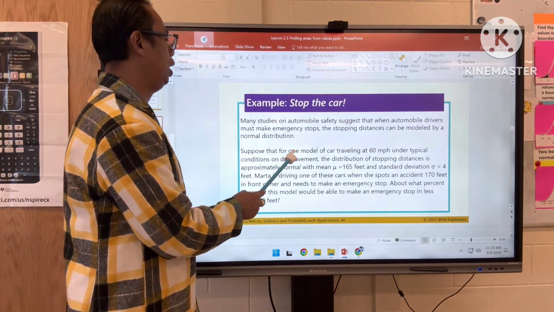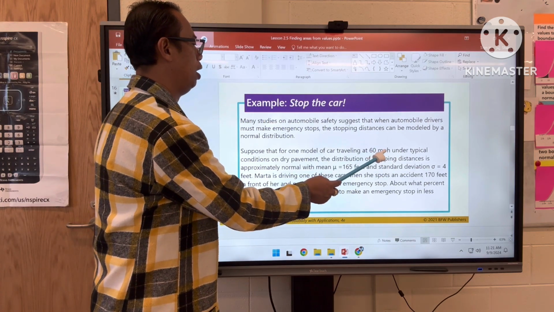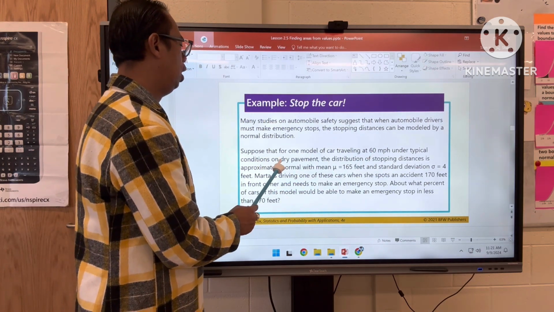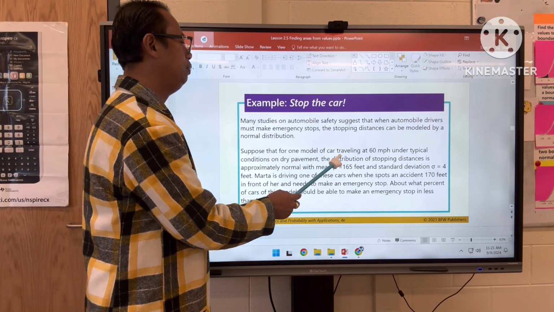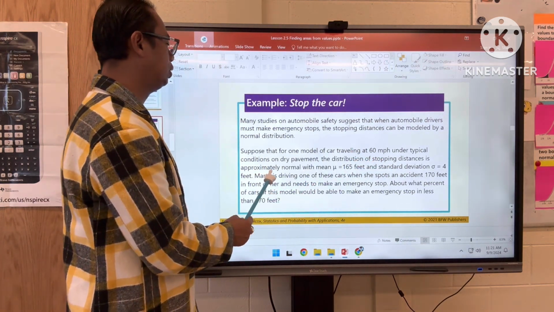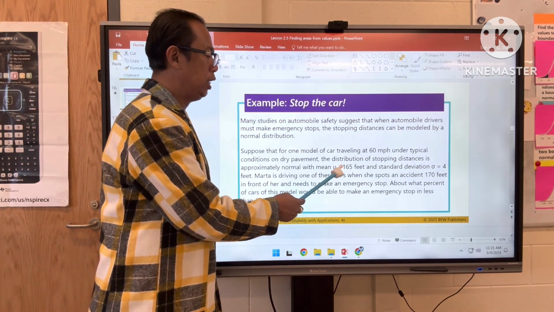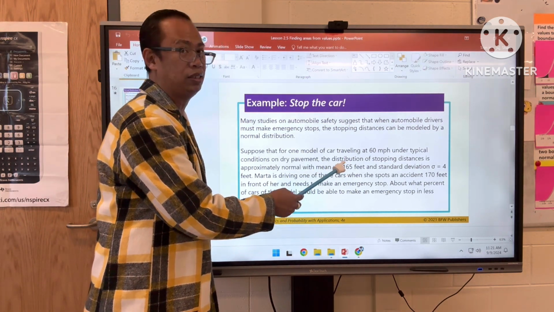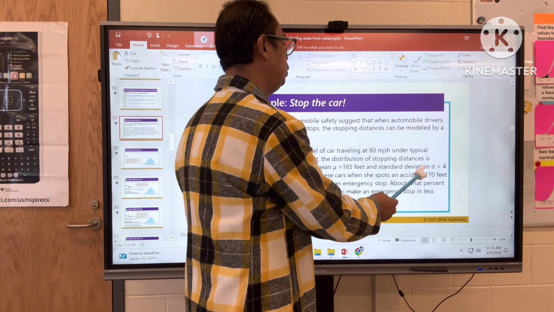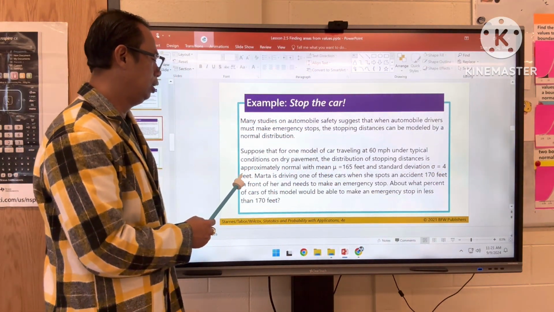Suppose that for one model of a car traveling at 60 miles per hour under typical conditions on dry pavement, the distribution of stopping distance is approximately normal with a mean of 165. Okay, so this is the mean. And standard deviation of 4. So that's the SD, the standard deviation.